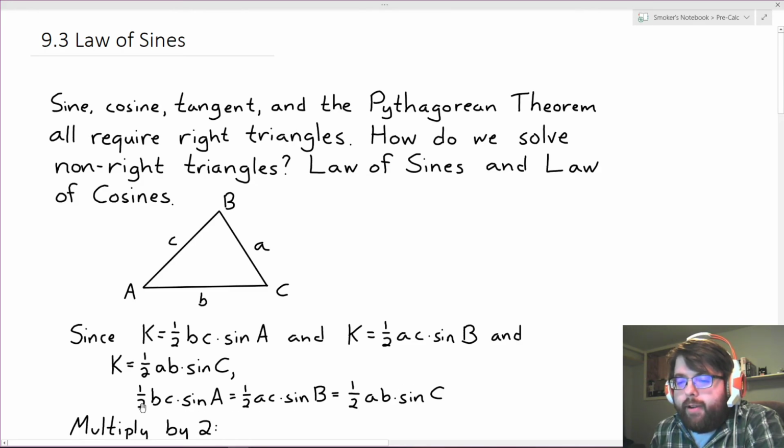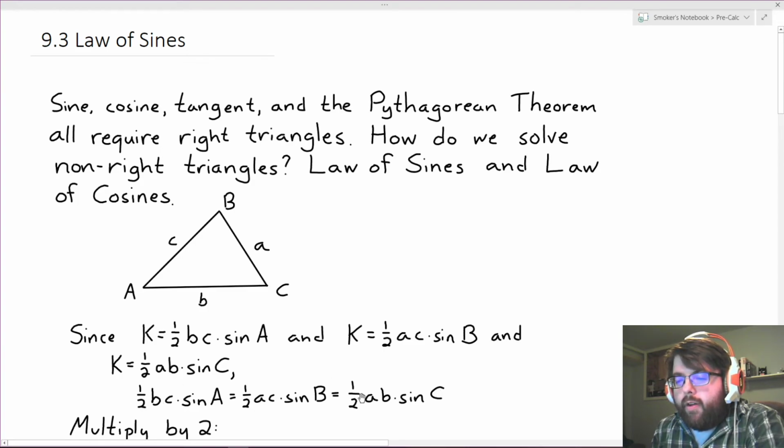So what I have here is I took all 3 of these and I set them equal to each other, which would be true because they're all equal to the area. So they're all equal to K because we replaced the area with K, so it doesn't get confused with angle A. So it's true that 1/2 BC times sine of A would be equal to 1/2 AC times sine of B, which is equal to 1/2 AB sine of C. They would all equal the same thing.